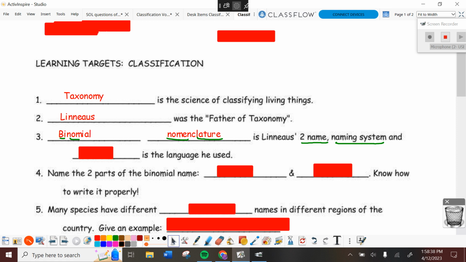All right, so what language did he use? Latin. It was universal and everybody understood it, because at the time it didn't matter what language you normally spoke, everybody learned Latin as a second language. So everybody understood it was universal.